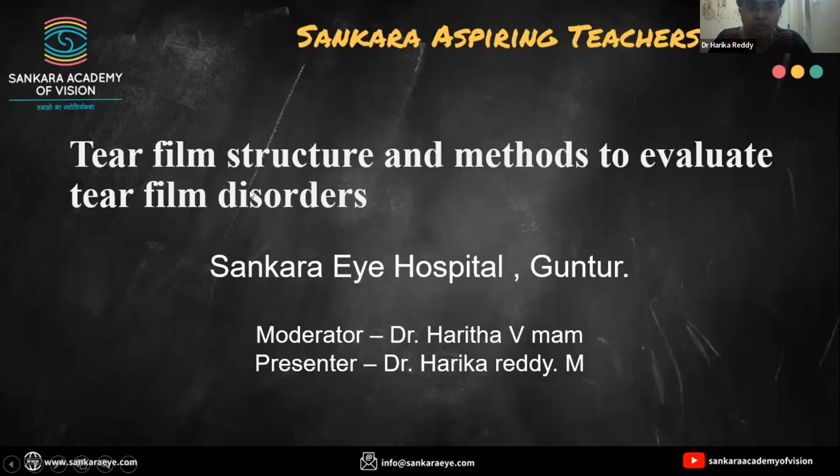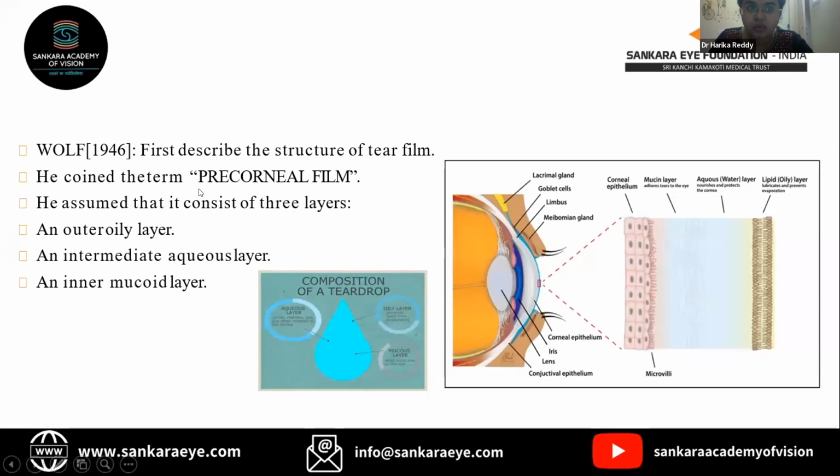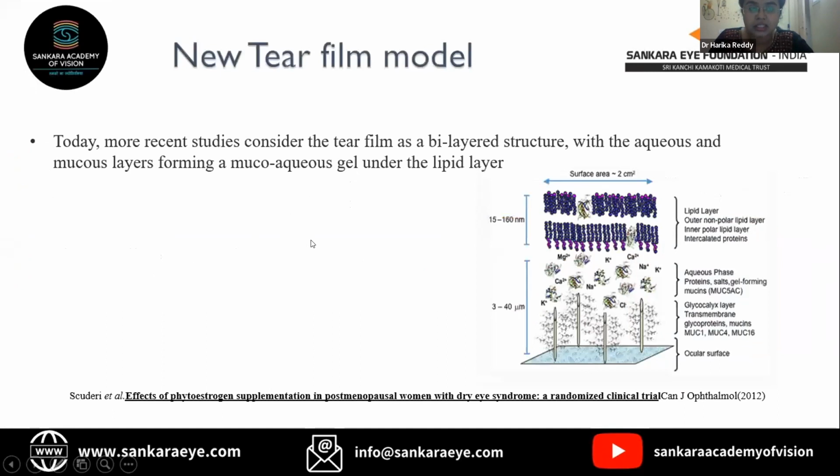Today my topic of presentation is tear film structure and methods to evaluate tear film disorders. Wolff first described the structure of the tear film. He coined the term precorneal tear film. He told that there are three layers: the outermost lipid layer, the intermediate aqueous layer, and the inner mucoid layer. But more recent studies consider the tear film as a bilayered structure consisting of a mucoaqueous gel and the lipid layer.